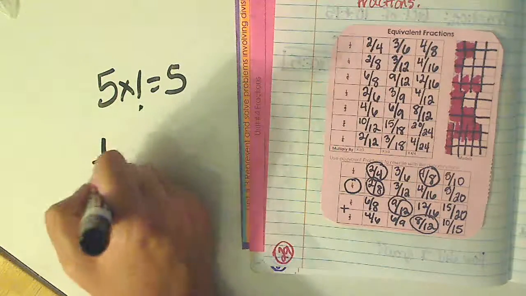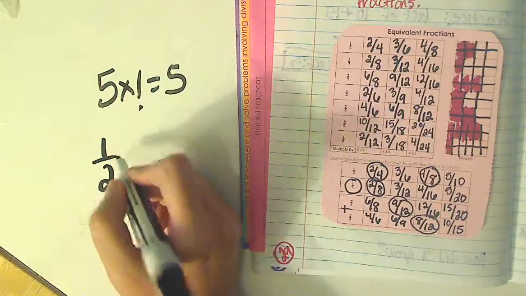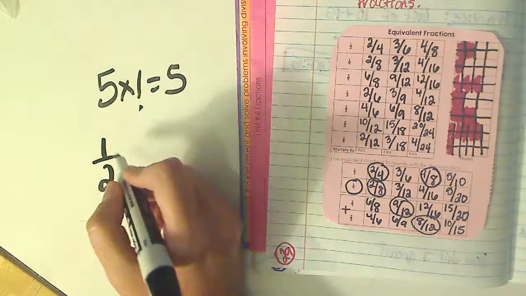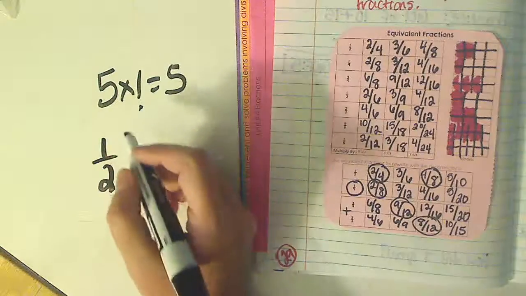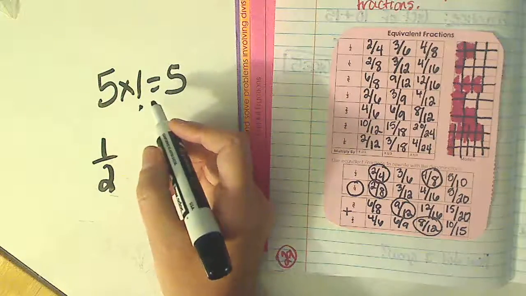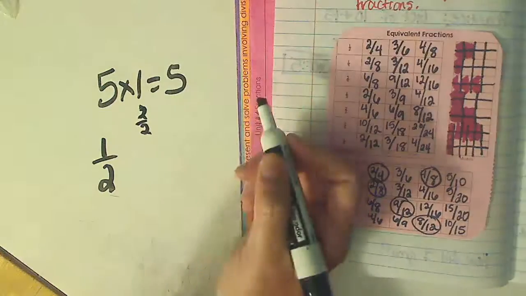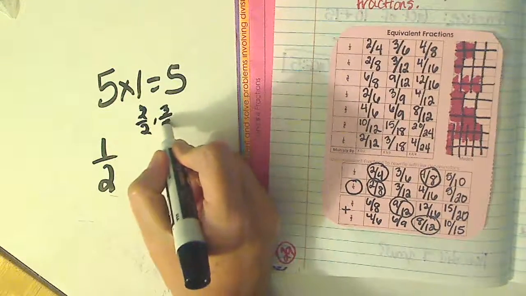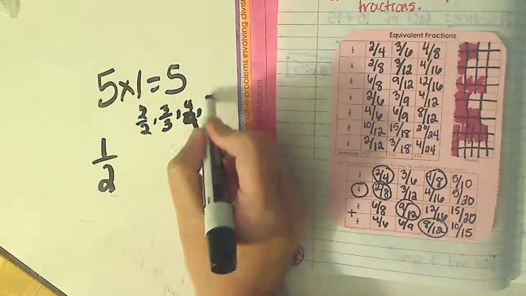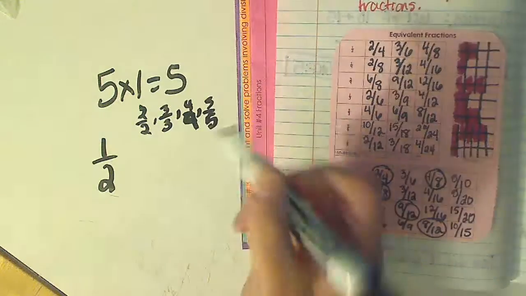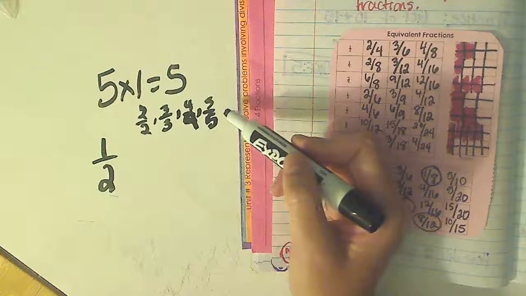So if we have 1/2 and we're wanting to find an equivalent fraction, if we multiplied by 1, it would still be 1/2. But in fractions, 1 can be the same as 2/2, 3/3, 4/4, 5/5. All of these are equivalent to 1 whole.